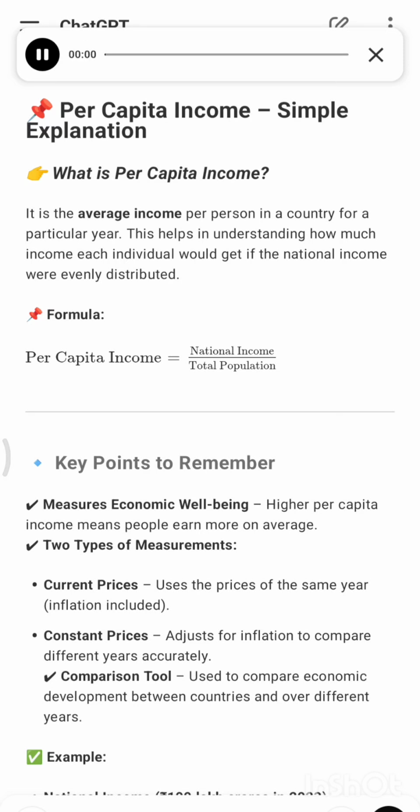What is per capita income? It is the average income per person in a country for a particular year. This helps in understanding how much income an individual would get if the national income were evenly distributed. Formula: per capita income equals national income divided by total population.